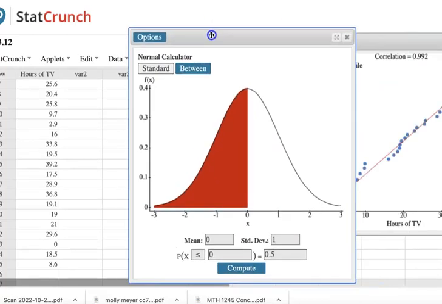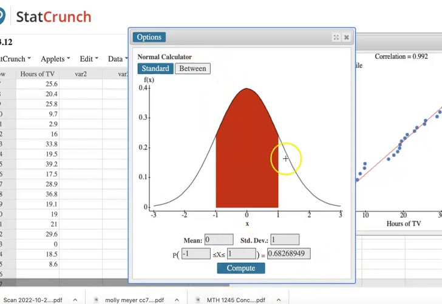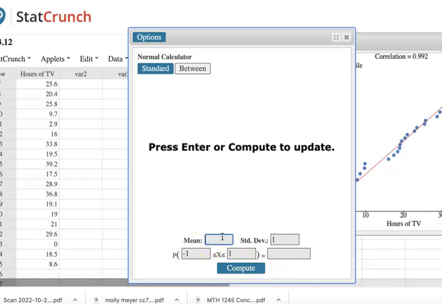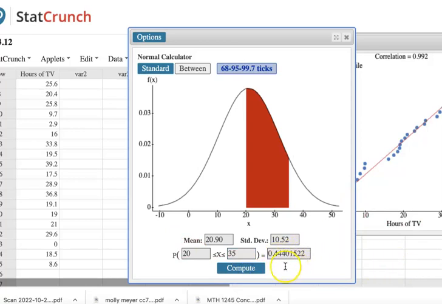All right, so on our normal calculator, just like we've learned before, in this case, we have a between. So I pressed on between so that I could get these values here. I do need to type in my mean and standard deviation. So 20.90 and a standard deviation of 10.52. And the probability of lying between 20 and 35, and then click compute for us to get the answer.